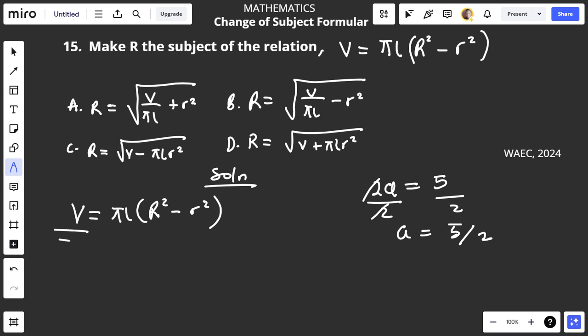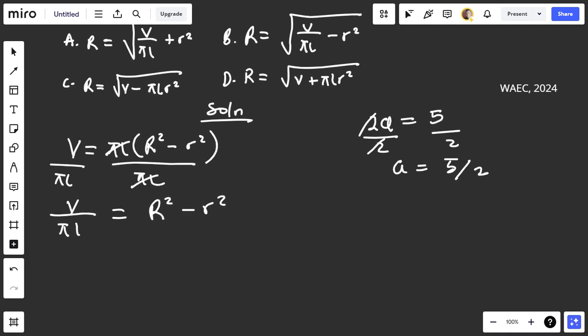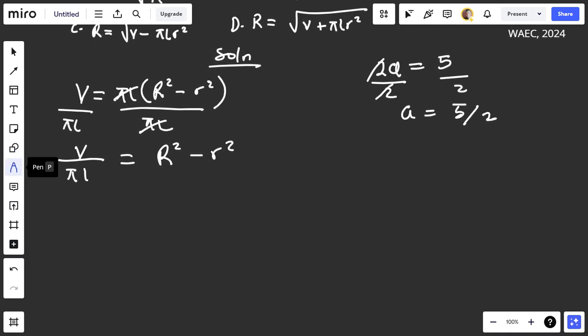That's what we're going to do here. We first divide both sides by pi L, because pi L is bound by multiplication, so that this one will cancel this one. We now have V over pi L equals R squared minus small r squared. Having reached that point, we are trying to make R stand alone. How do we take away small r squared from this side of the equation?